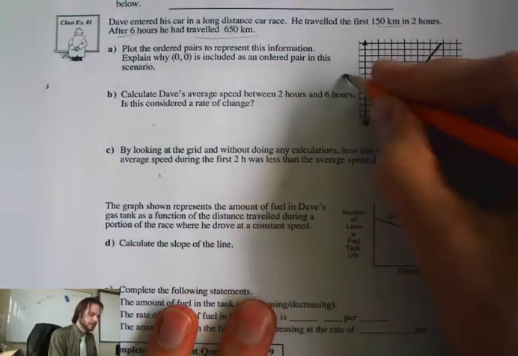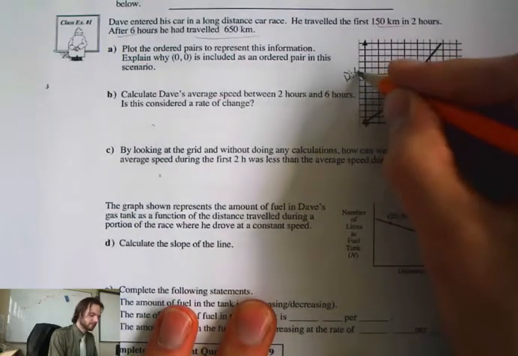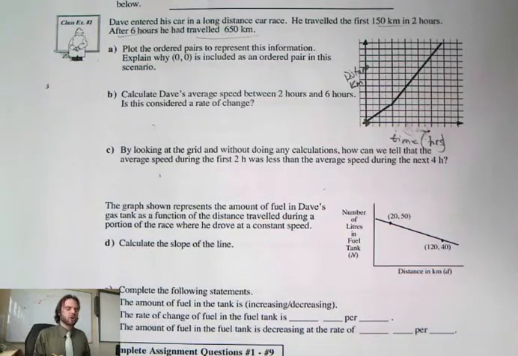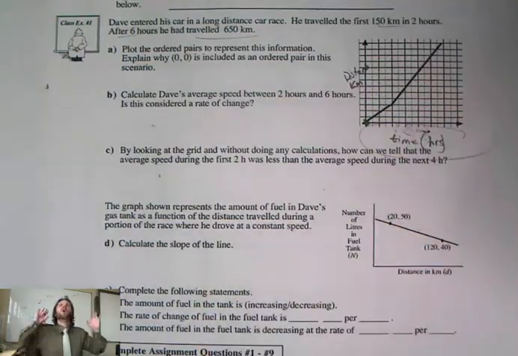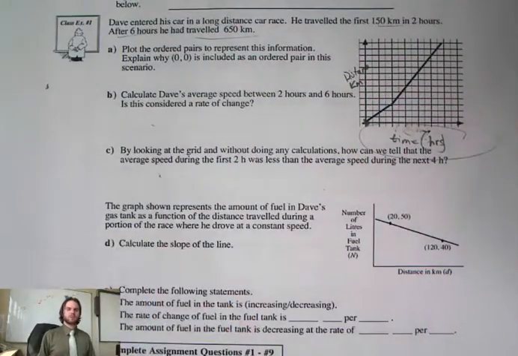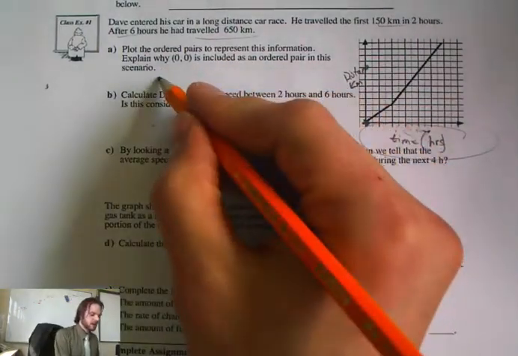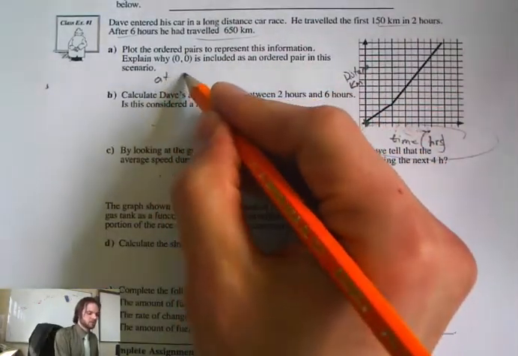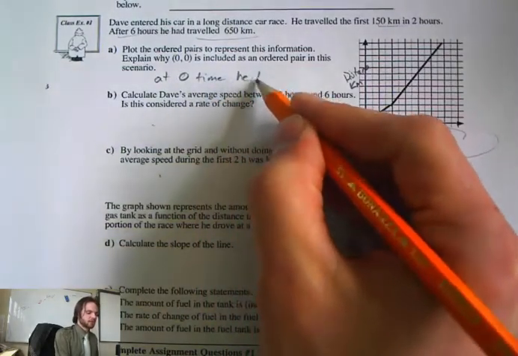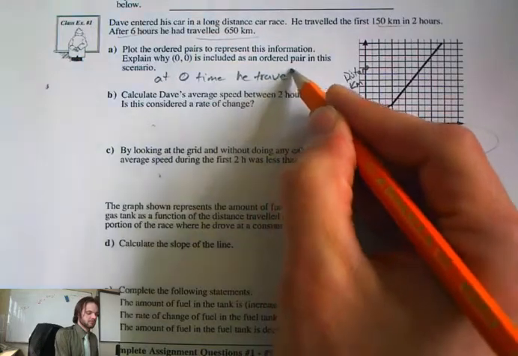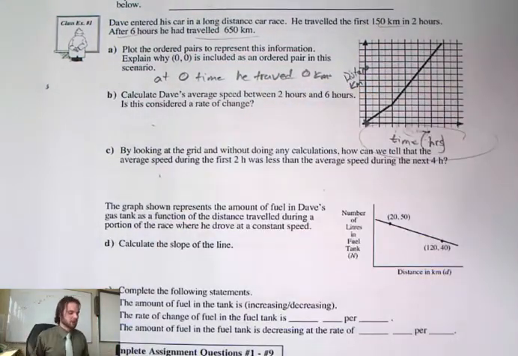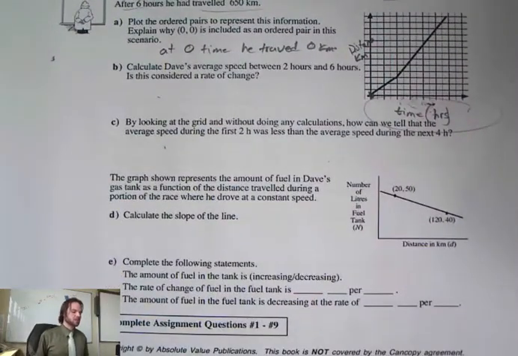And this is going to be my distance in kilometers. So remember, time is almost always on your x-axis, okay? And why does it start at 0, 0? Because at 0 time, he traveled 0 kilometers. It's the beginning of the race. He hasn't gone yet. So calculate Dave's average speed between the 2 hours.